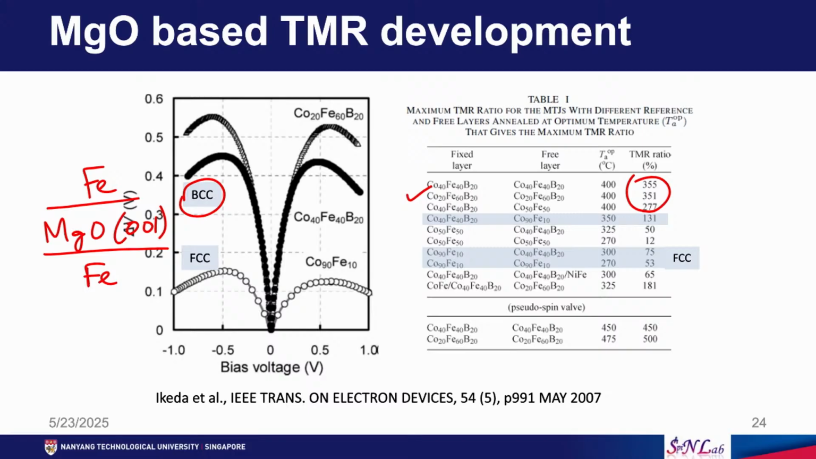Okay. So, when both sides have BCC structure, you will have high TMR. When at least one side has FCC, you will have low TMR. Okay, that is what is shown here.